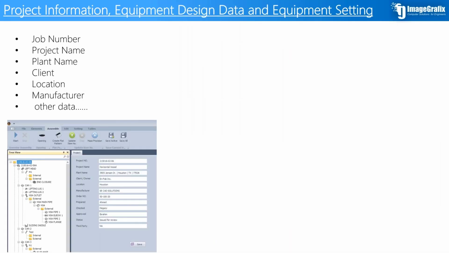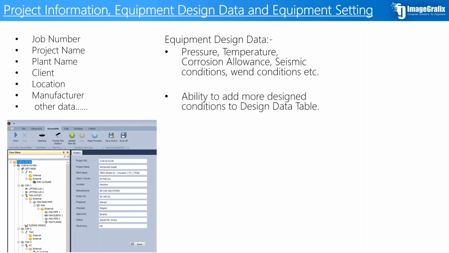In SEG, you will deal with different levels. The first level is the project level. In this level, you will define some fields like the project name, client name, the owner, the location, manufacturer. All of that will appear on your drawing after creation of the drawing.